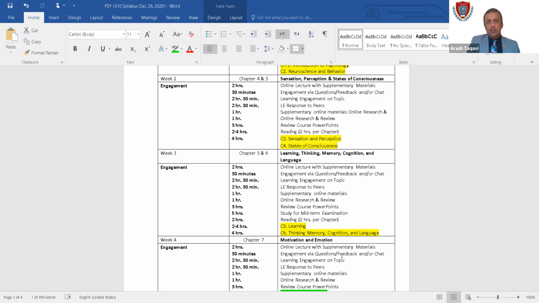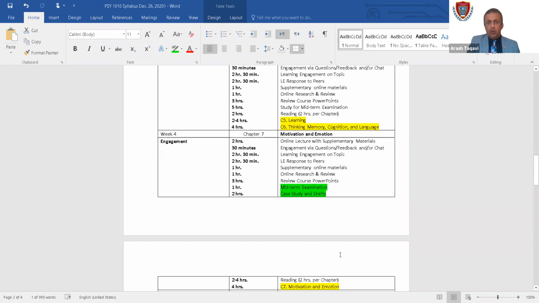And the second part, that you will use these concepts in some courses like negotiation processes, conflict management, or organizational theories. You will find some near and close concepts to these concepts for learning, thinking, memory, cognition, and language.